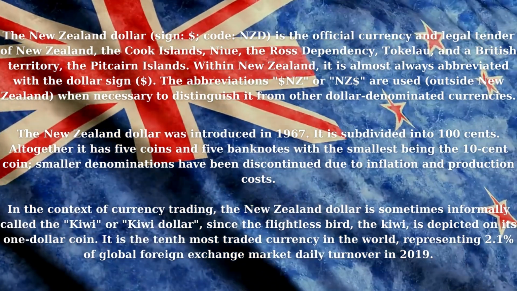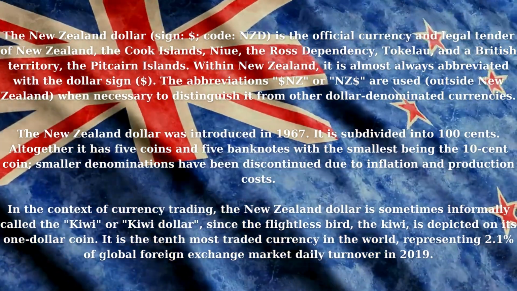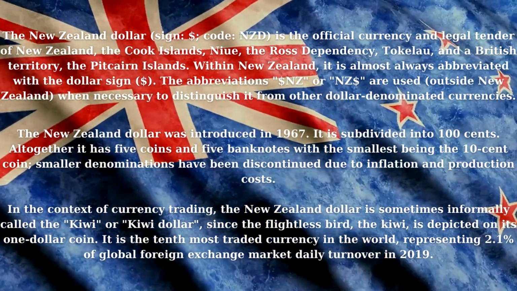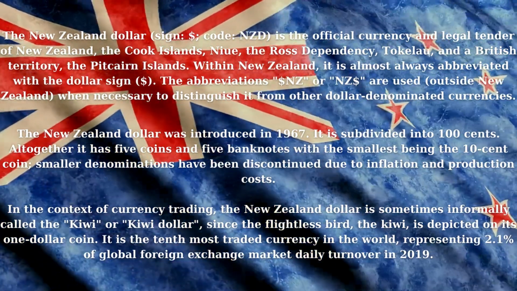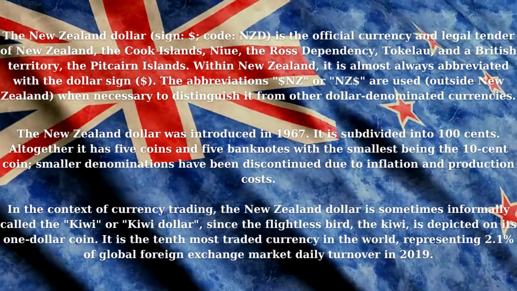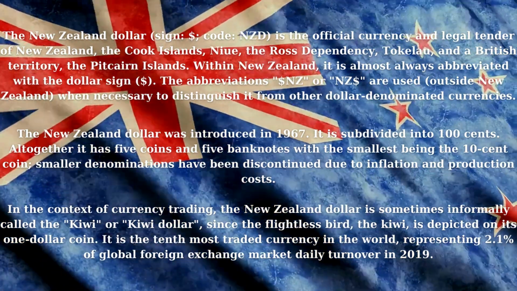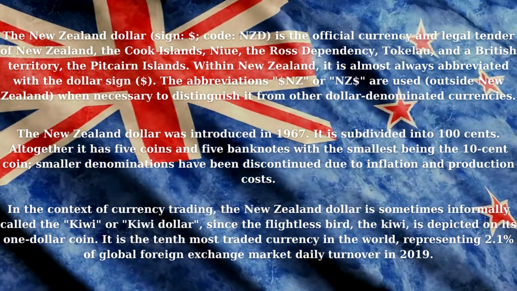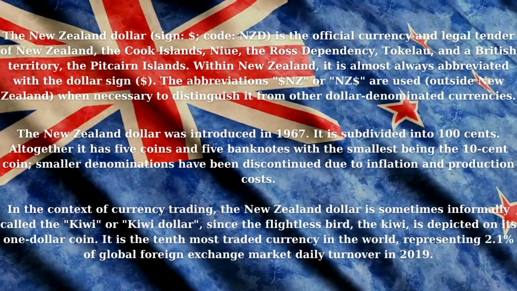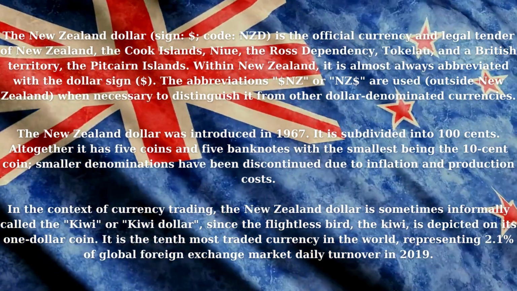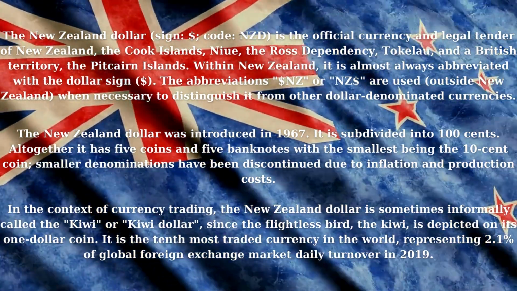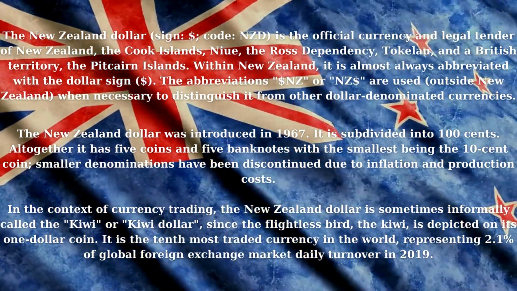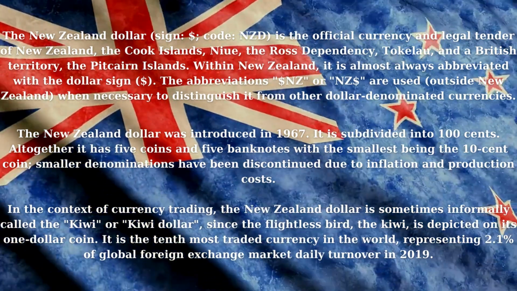The New Zealand dollar, sign $, code NZD, is the official currency and legal tender of New Zealand, the Cook Islands, Niue, the Ross Dependency, Tokelau, and a British territory, the Pitcairn Islands, within New Zealand. It is almost always abbreviated with the dollar sign $. The abbreviations $NZ or NZ$ are used outside New Zealand when necessary to distinguish it from other dollar-denominated currencies. The New Zealand dollar was introduced in 1967. It is subdivided into 100 cents.